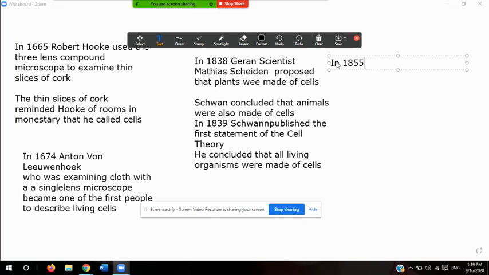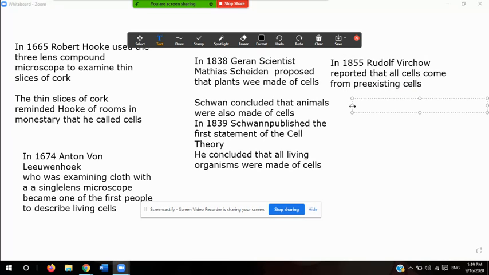Rudolf Virchow reported that all cells come from pre-existing cells. Okay, so in 1855, Rudolf Virchow reported that all cells come from pre-existing cells. So he said that they don't form randomly, but that they actually have to come from other existing cells, which is true, and today is widely thought to be proven true.